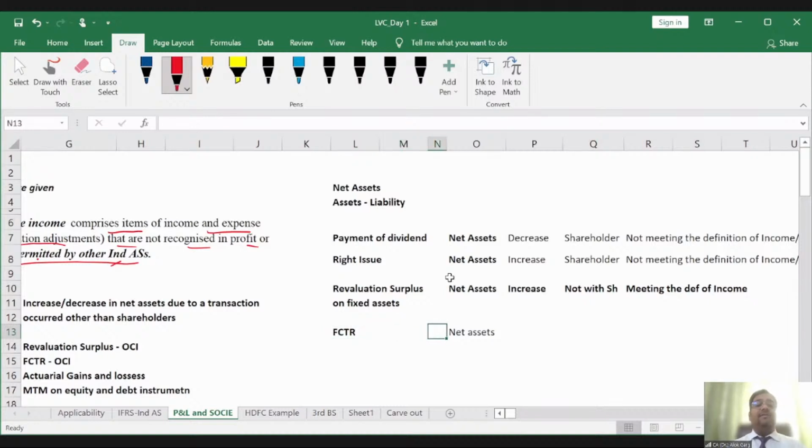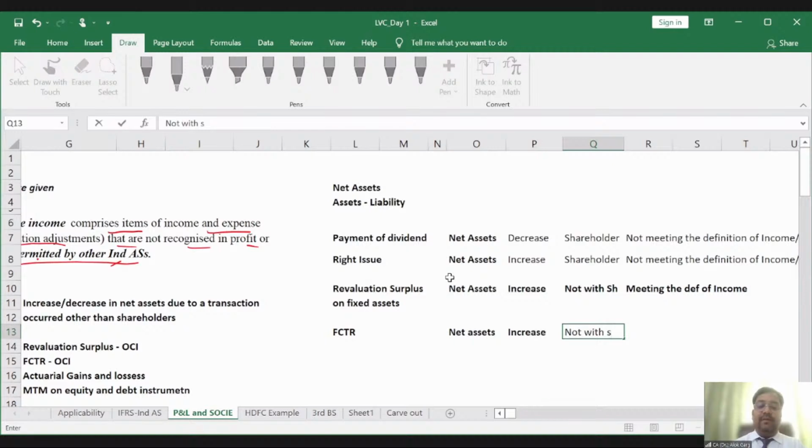Foreign currency translation reserve. The company has some subsidiaries outside India, so there are exchange fluctuations and a change in the exchange value of currencies. By way of foreign currency translation reserve, it could be upside, it could be downside. For example, there is a favorable FCTR, an increase in FCTR. So whether net assets will increase or decrease? Increase, assuming that FCTR has gone up. Whether this transaction is with the shareholder or other than the shareholder: not with the shareholder.